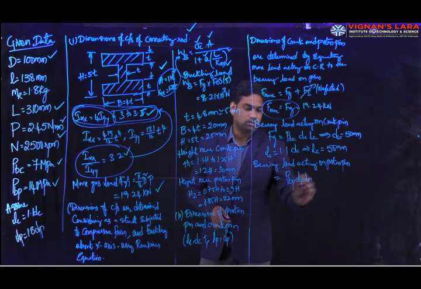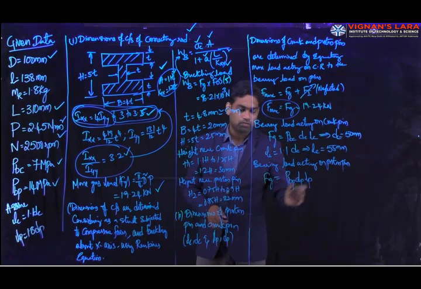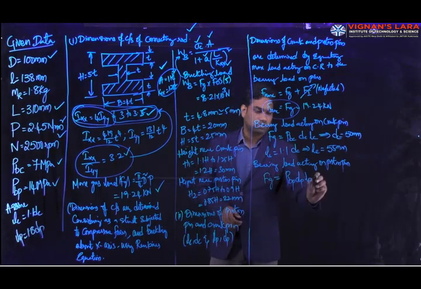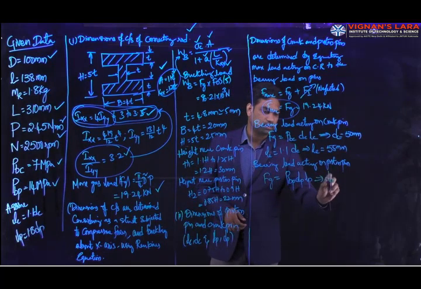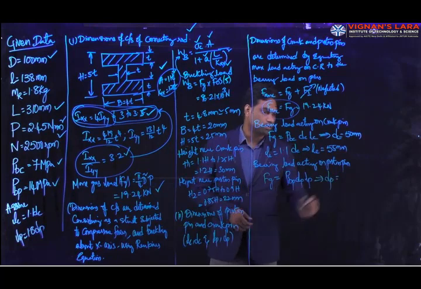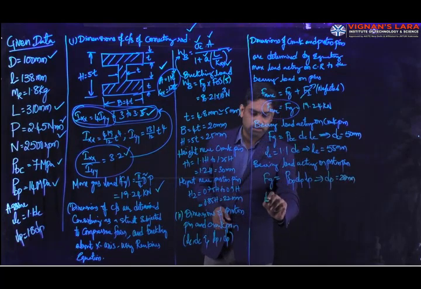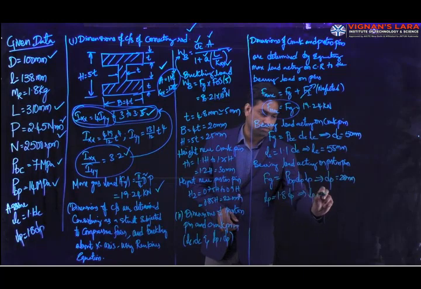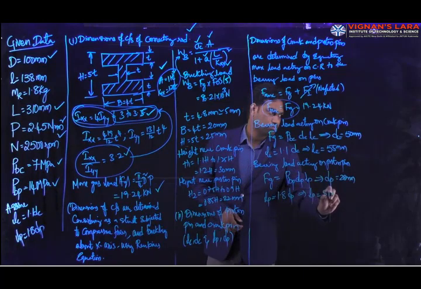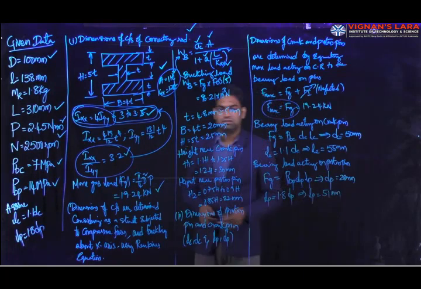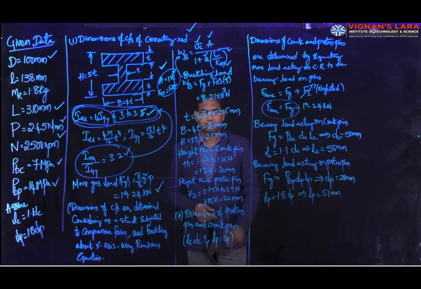So that is Fg equal to PBP into DP into LP. From that we can determine the diameter of the piston pin as 28 mm. And then we have taken the length of the piston pin as 1.8 times DP, so from that the length of the piston pin is equal to 51 mm. Clear? So these are the dimensions for the crank pin and piston pin.